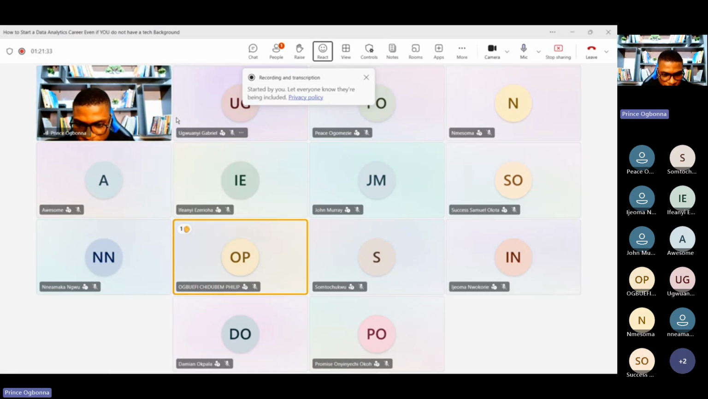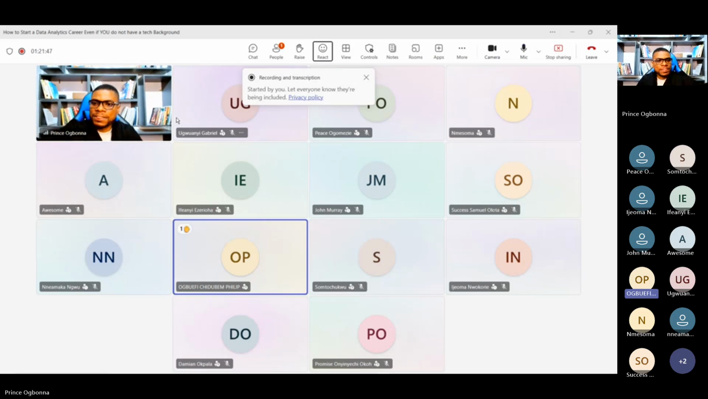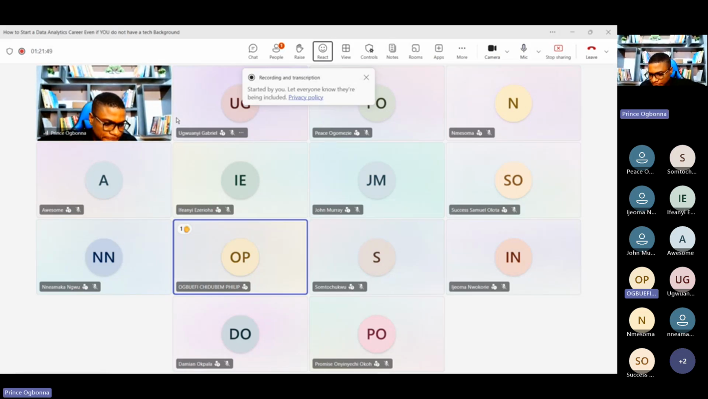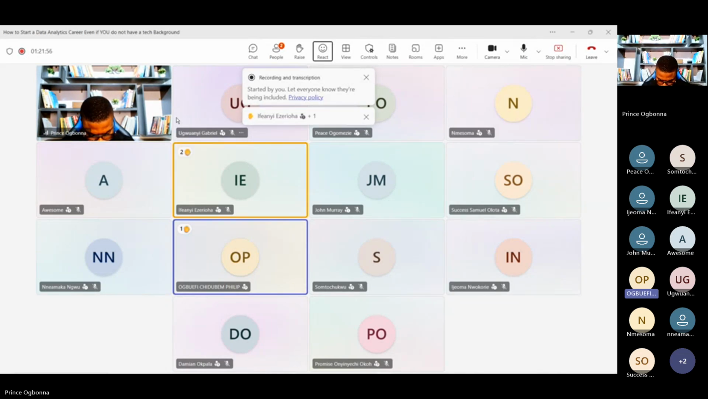Yeah, so Chidubem, you're raising your hand. Yeah, please unmute. Okay, sir. I was wanting to ask, I'm in the engineering field. So I wanted to know how I can apply data analytics in that field?